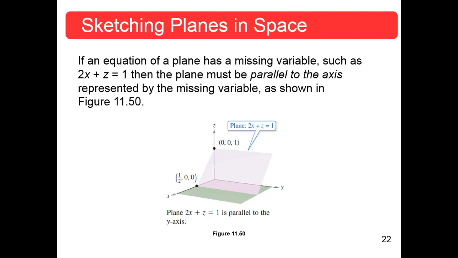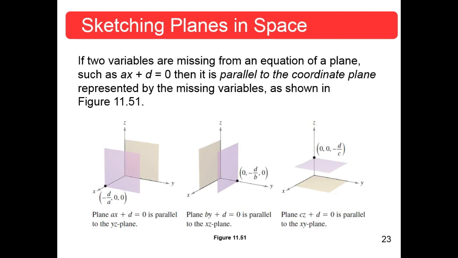Now, what bugs me about this illustration, and maybe it's just my imagination, but it looks like these two lines are getting closer together, and they should be staying parallel. I guess they're not. I guess the perspective of it is just bad. Okay? So that's if you're missing a variable in the equation.